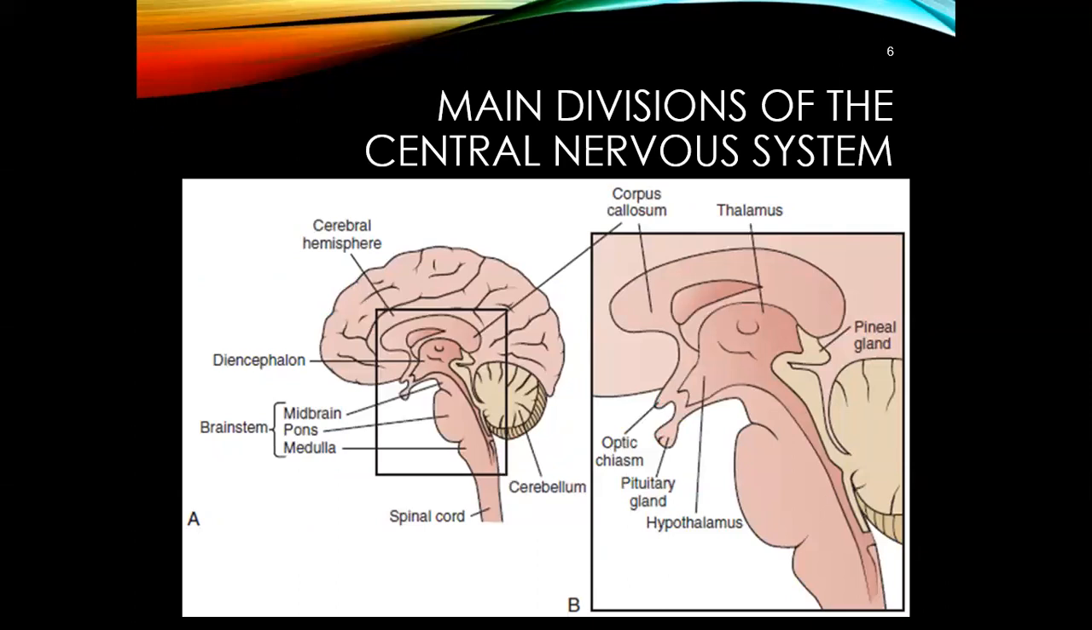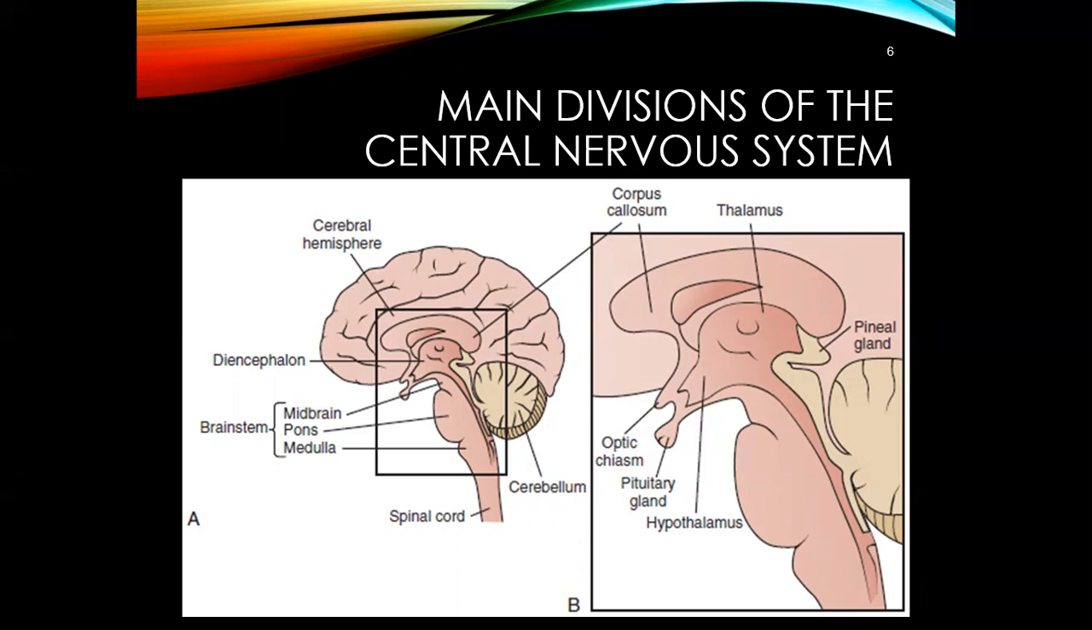So here is just a visualization of the main divisions of the central nervous system. You're able to see the cerebral hemisphere, the diencephalon, which is your hypothalamus and your thalamus, the brainstem, which is that midbrain, pons, and medulla, the cerebellum, and then the spinal cord.